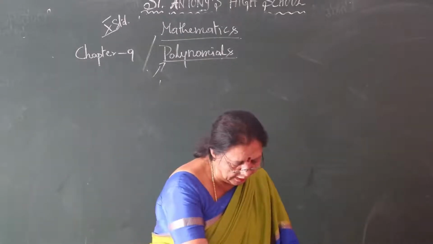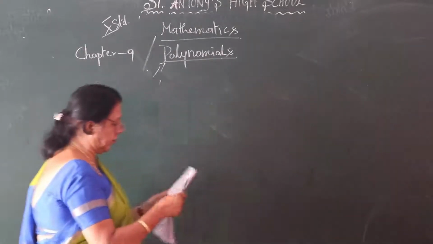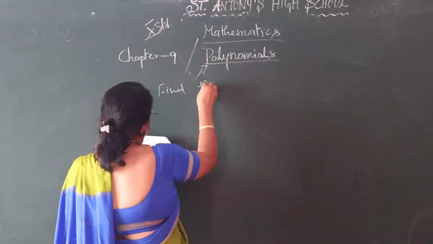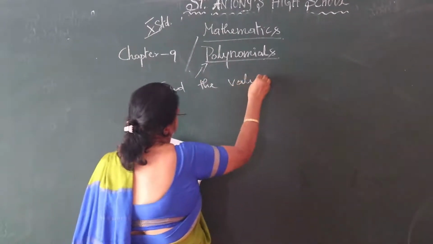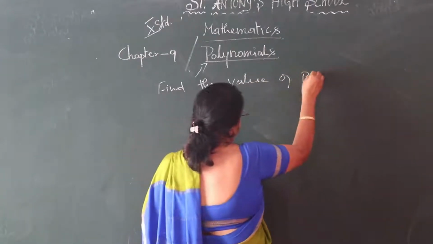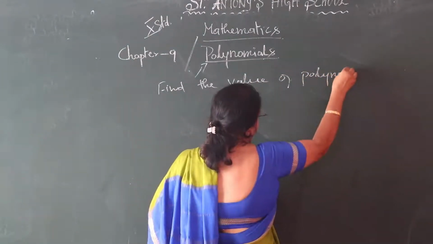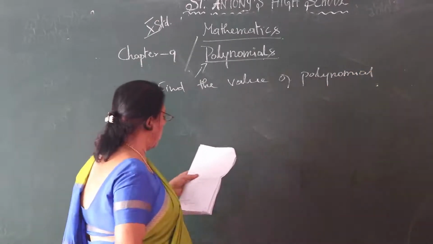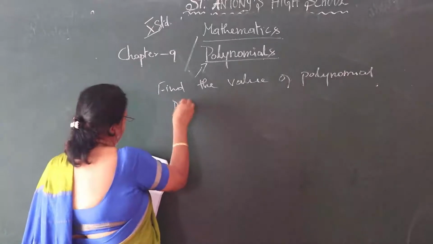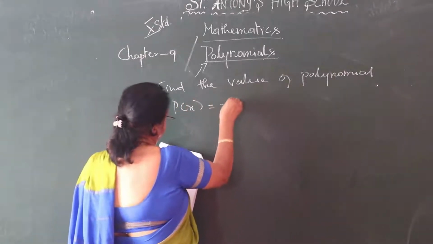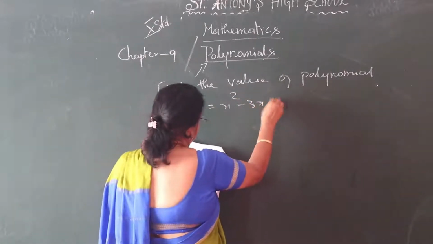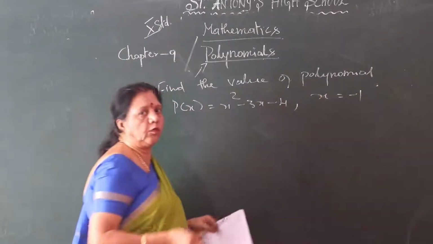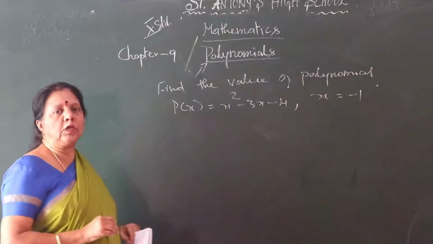Now we will follow the example. They have given it in your textbook, go through. So example: find the value of the polynomial. Read the sum. Find the value of polynomial P of x equal to x square minus 3x minus 4, x is equal to minus 1. You have solved this in 9th standard also.